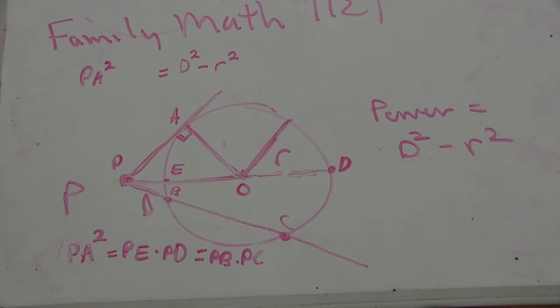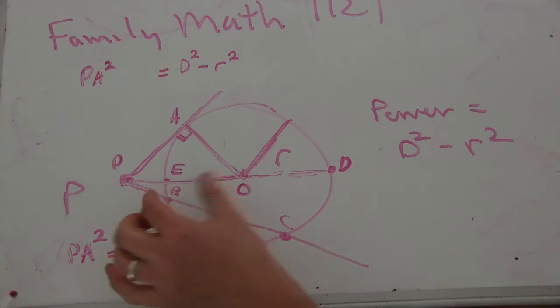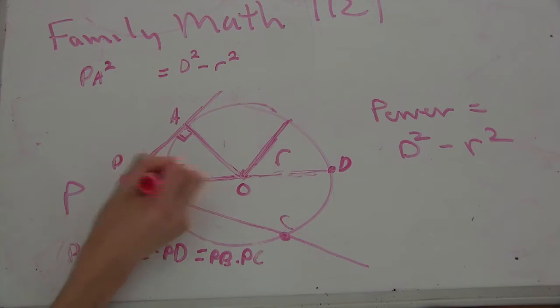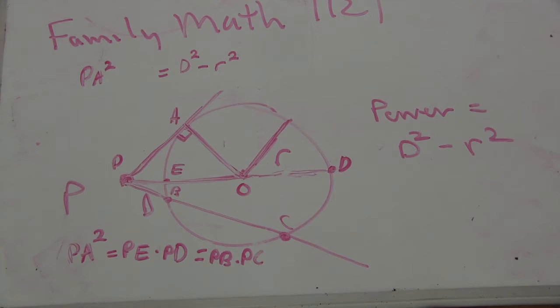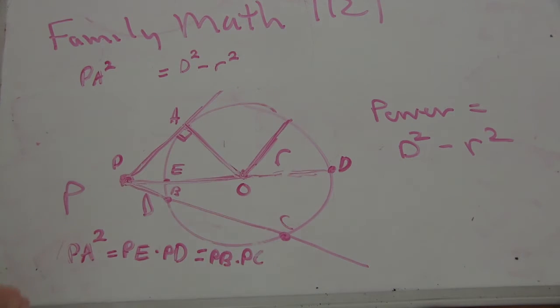All right. So which one do you want to try? Do you want to do PD times PC or PE times PD? PE times PD looks like it'll be slightly easier because this ray goes through the center of the circle.